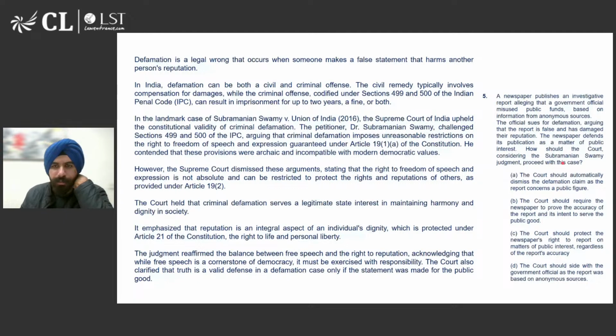Court should automatically dismiss the defamation claim. Nahi. Should require the newspaper to prove the accuracy of the report and its intent. हो सकता है. Court should protect the newspaper's right to report on matter of public interest regardless of the accuracy. No. Should side with the government official as the report was based on... No. So once again, yet again, B is the correct answer. It's the most appropriate one.